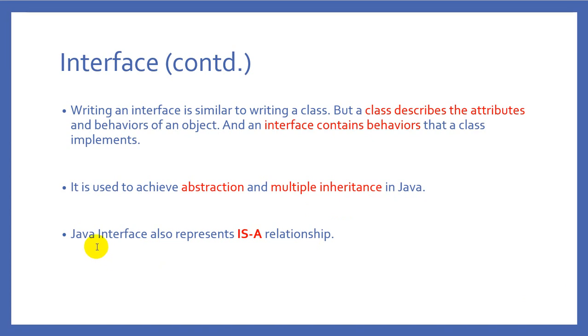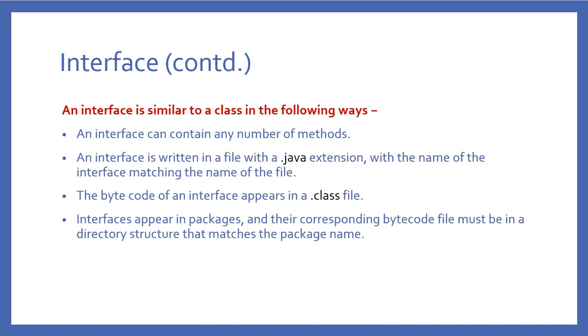Okay. Java interfaces also represent an is-a relationship, right? As we have already discussed while discussing inheritance, we have discussed is-a and has-a relationships. So an interface basically is a member of a class. Okay. Now we'll discuss the similarities and the differences between the classes and the interfaces.